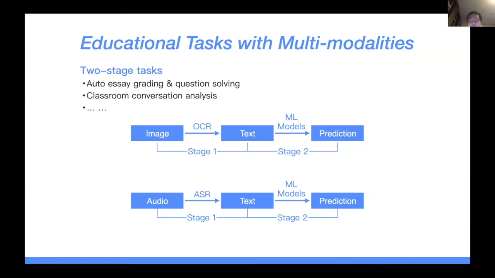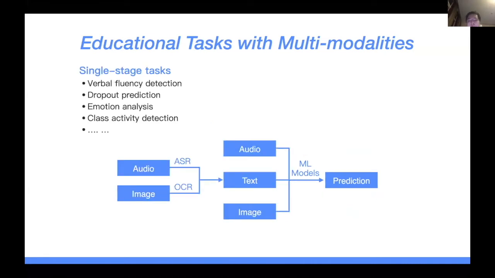Another example is classroom conversation analysis, to detect and analyze certain types of logic instructions. Conversation tasks must be extracted from audios by automatic speech recognition. And the second category of educational tasks are single stage tasks, as data in educational scene, especially classroom data, is multimodal naturally. Multimodal data, including language, visual, and vocal data, will contribute to machine learning tasks together.